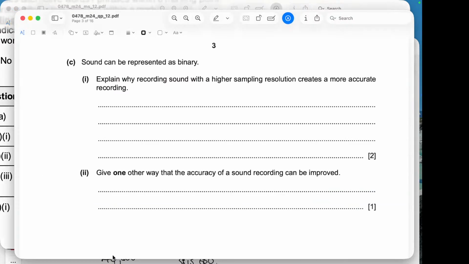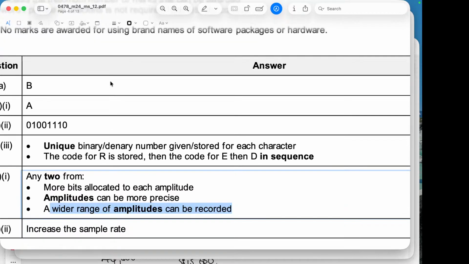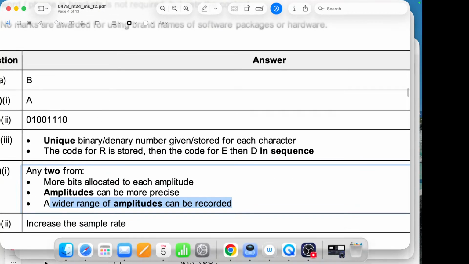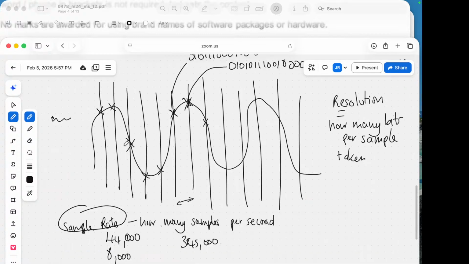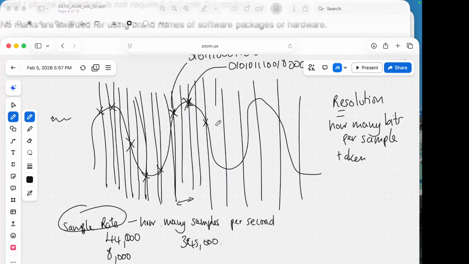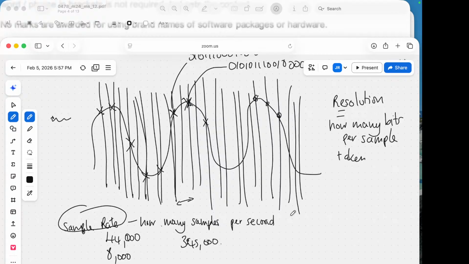Then it says give one other way that the accuracy of a sound recording can be improved. Well, we've already talked about the bits, but it's the sample rate. The higher the sample rate, the better the quality, because you're sampling more often. So instead of big gaps, you've got more samples, and therefore the gap between the samples is less. Instead of going from here to here, it's going from here to here to here, if that makes sense.